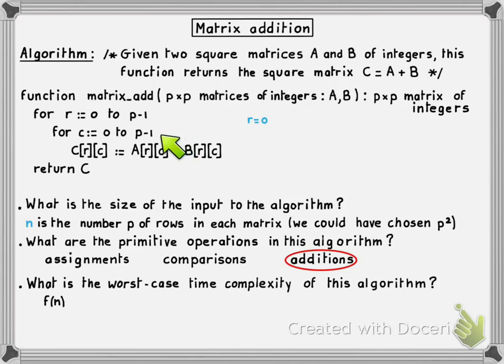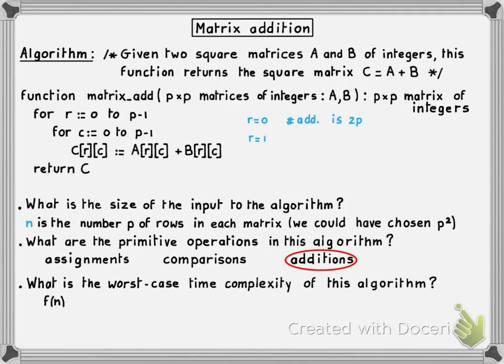And for each iteration, how many additions are performed? Well, there's one addition right here, but remember, there's also one addition in the loop overhead to increment C. So we have 2 additions per iteration of the inner for loop, and we have P iterations. So we have 2 times P additions when R is equal to 0. Let's record that. The number of additions is 2 times P.